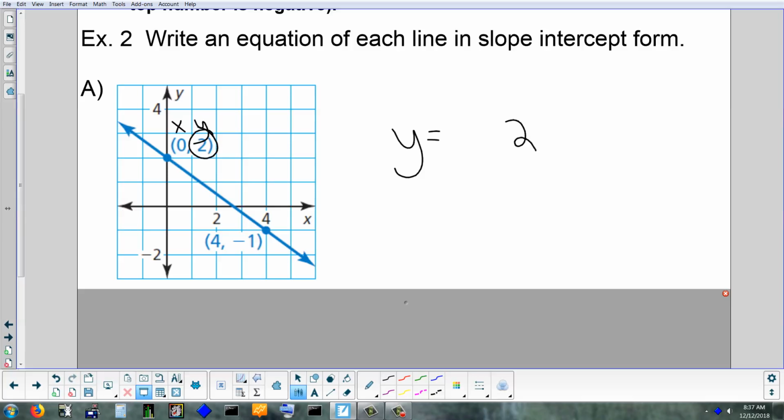That's my b. Is it positive or negative, Bethany? Positive. There's my plus 2. So I just found my y-intercept. What's all that's left to find now? Slope. Donovan, how do I do it? It's negative, so you go up and to the left.